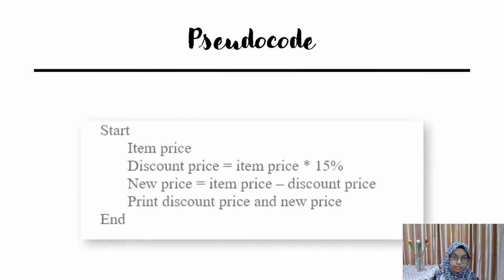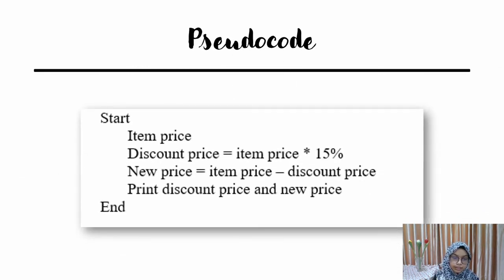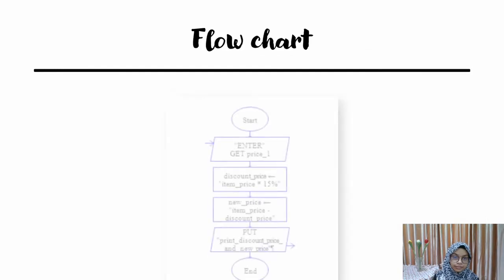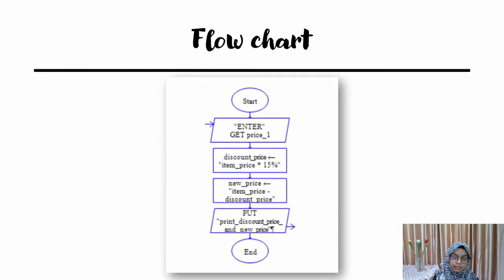And for pseudocode, start by item price and then use the discount price formula and then use new price formula and print discount price and new price. For flowchart, start by input the first price and then use the process discount price and then new price process, and it will print discount price and new price.